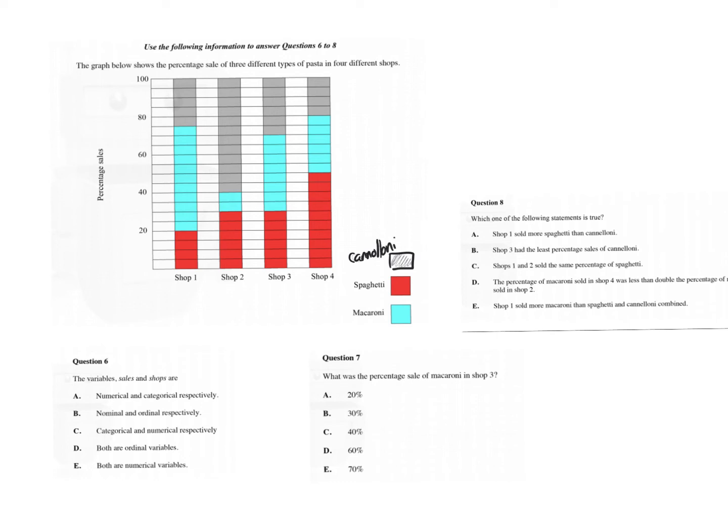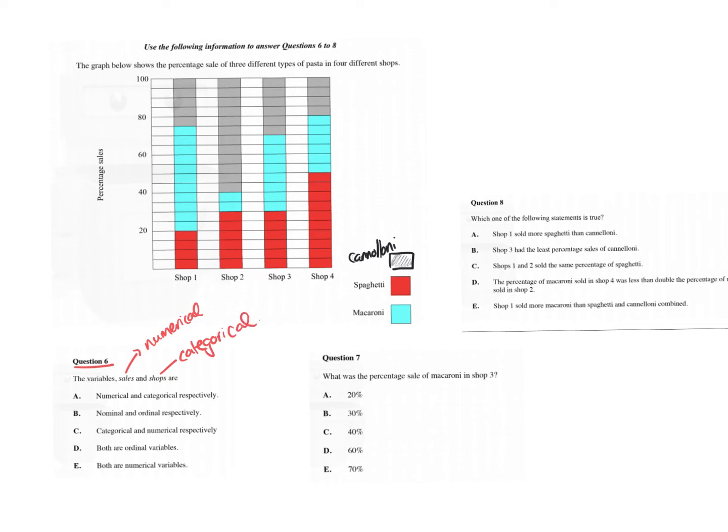All right, so let's go through these questions. First of all, down here, I'm going to do question 6. It says the variable sales and shops are. So they've counted the sales, so that would be numerical. And the shops are just labels, like your categories. So that's what we're looking at.